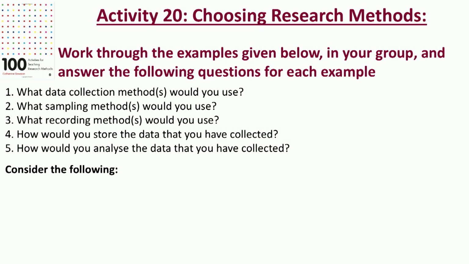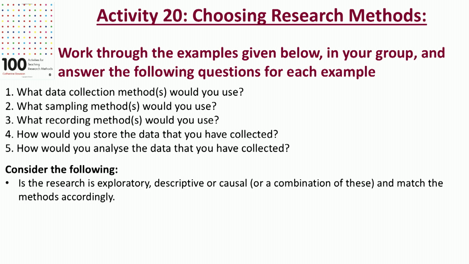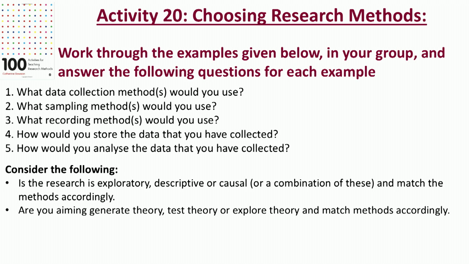Consider the following. Is the research exploratory, descriptive, or causal? We need to work out what we are doing. So mostly if you're doing ethnographic research, it's really exploratory or descriptive. And we need to make sure that our research methods match with the type of research we are doing. Are you aiming to generate theory, test theory, or explore theory, and match methods accordingly? Most ethnographic research generates rather than tests theory.